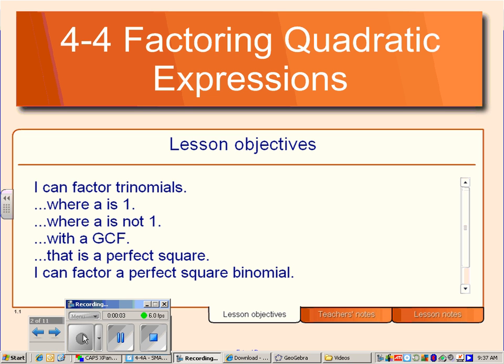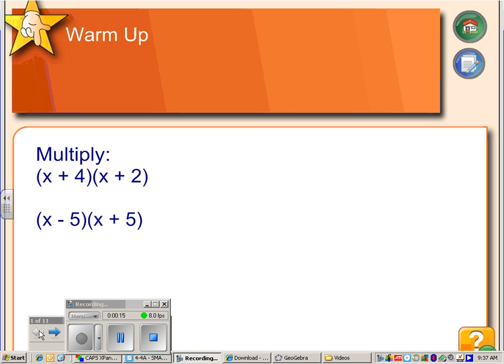Lesson 4.4 is about factoring. We're going to factor trinomials and binomials in various forms. It would be helpful if you could remember how to multiply binomials, so we'll just review that first.